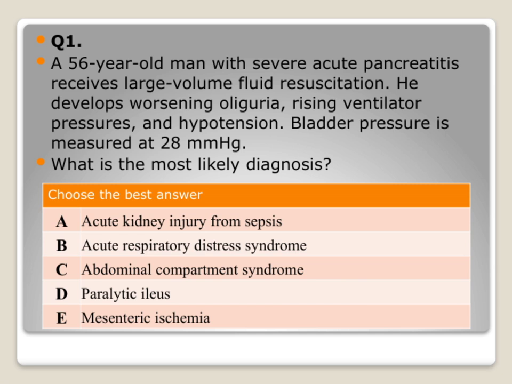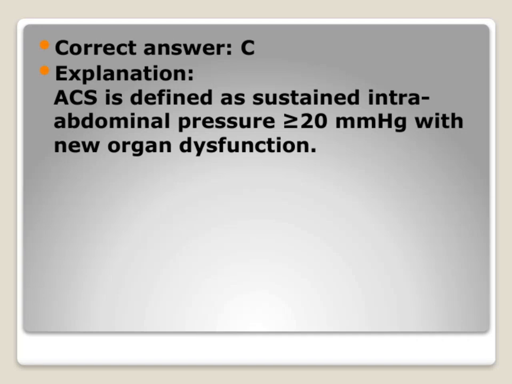This condition occurs when increased intra-abdominal pressure compromises blood flow and organ function, which is a serious complication in critically ill patients, especially after large-volume resuscitation. Understanding this helps us recognize the importance of monitoring intra-abdominal pressure in such patients, and highlights the need for timely intervention to prevent irreversible organ damage. The correct answer here is C.